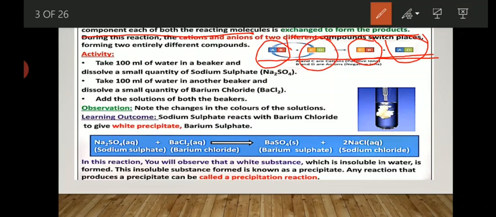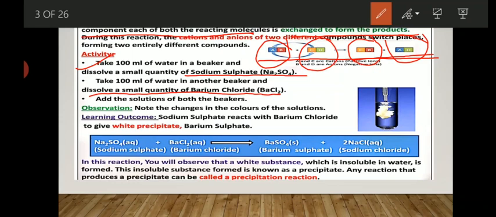For that, we have to take 100 ml of water in a beaker and dissolve a small quantity of sodium sulfate. Now take another 100 ml of water in another beaker and dissolve a small quantity of barium chloride. Now add the solutions of both beakers. You have to mix both the solutions.